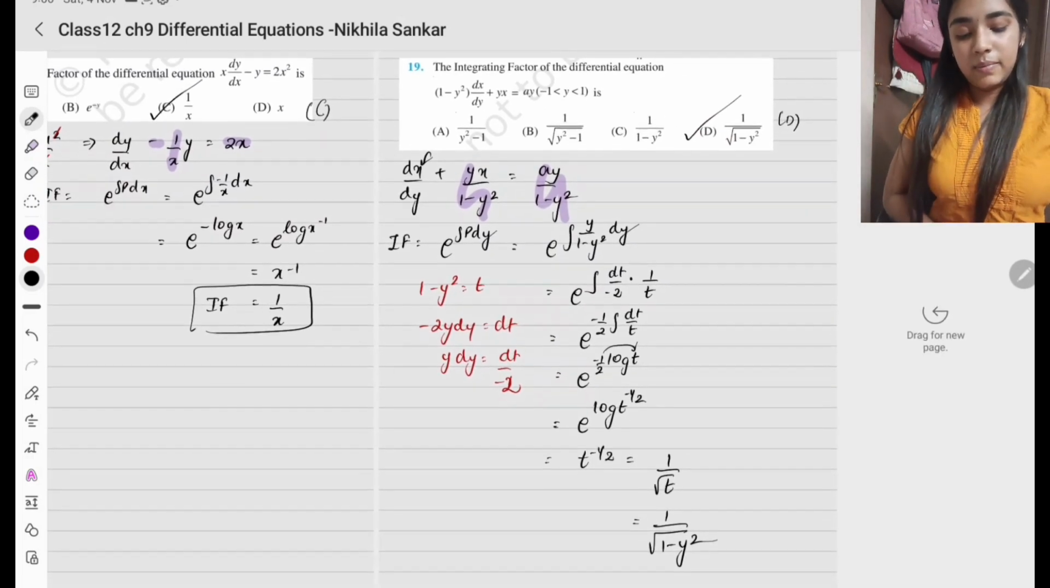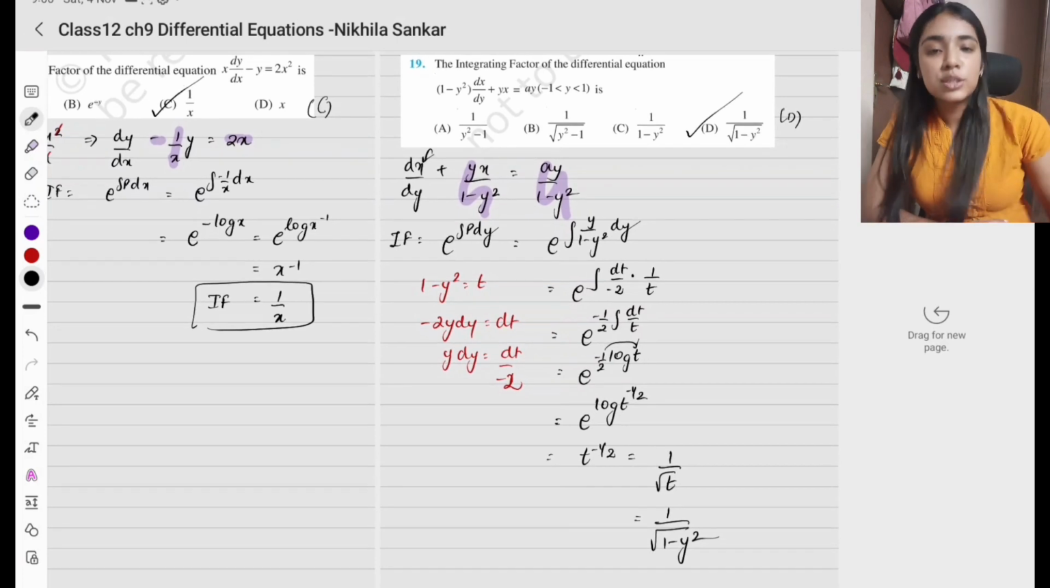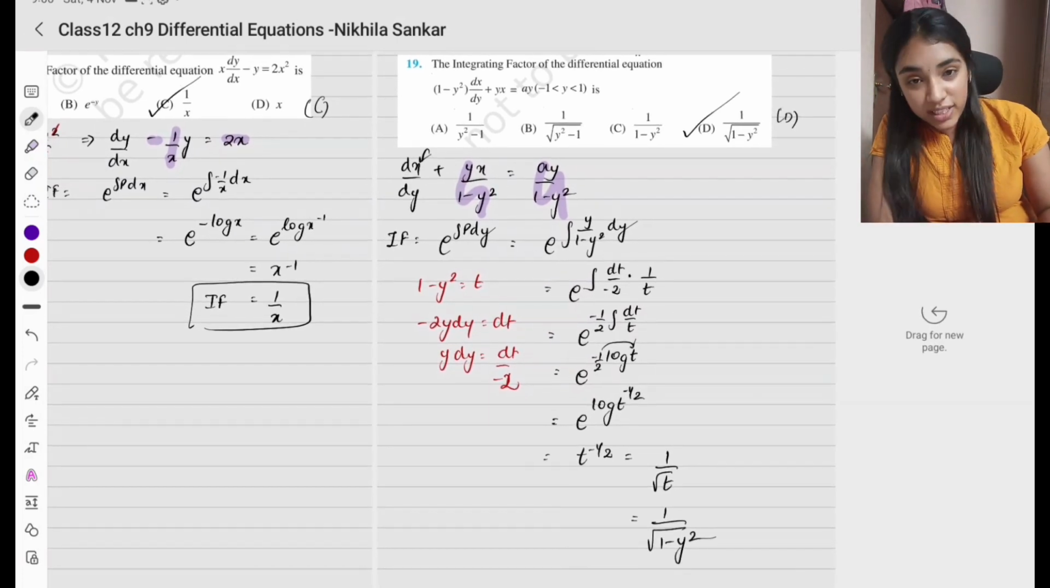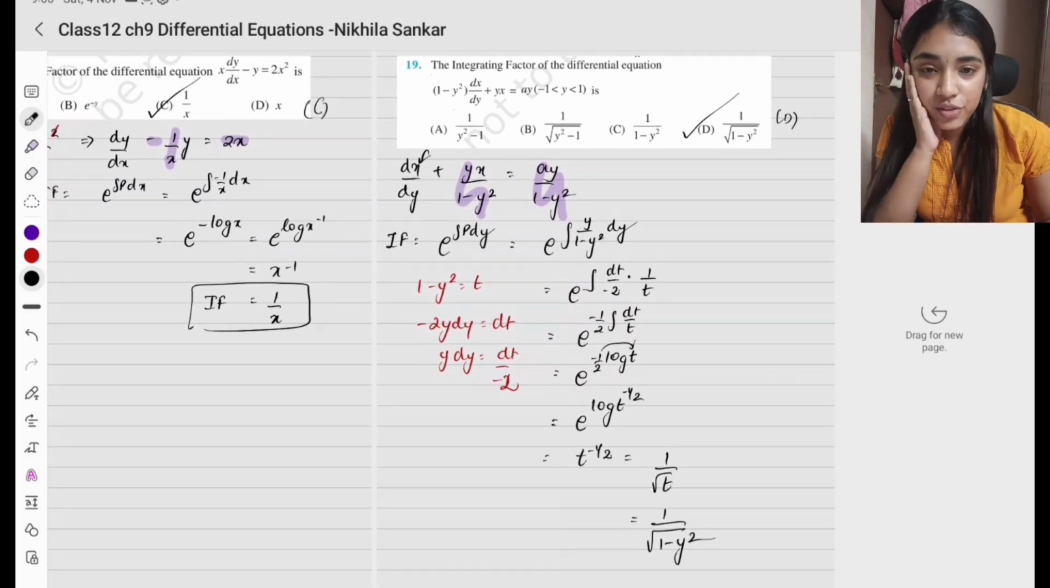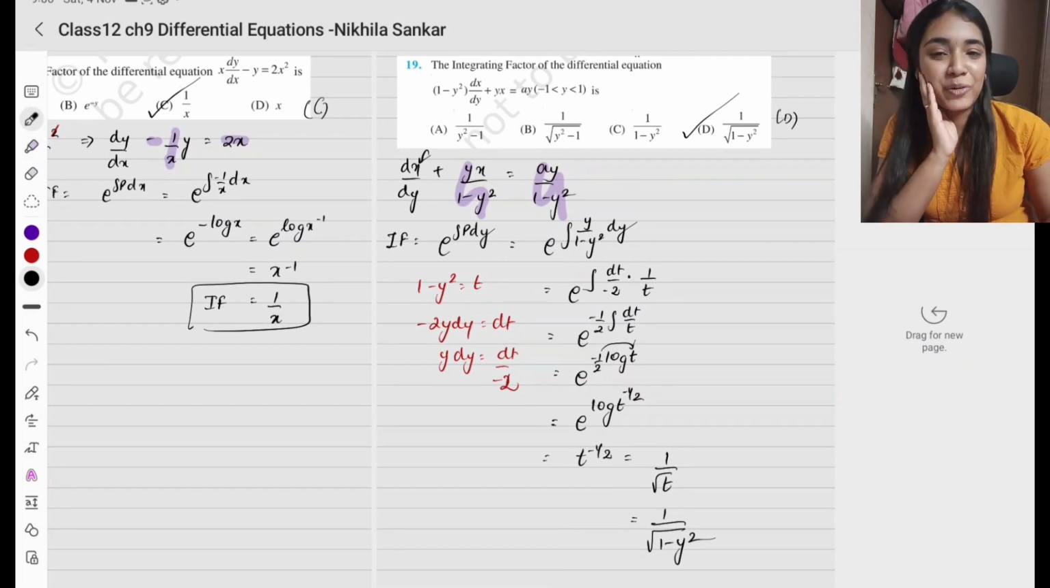Okay, please copy. So with this we are done with the chapter differential equations. Hope you have a better idea of the chapter. வேற ஏதாவது doubt இருக்குன்னா please let me know.